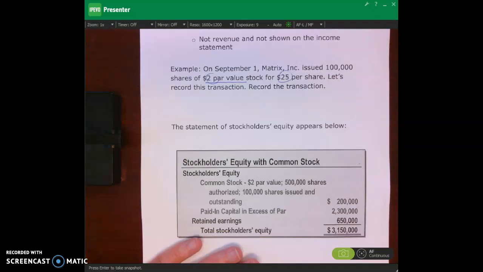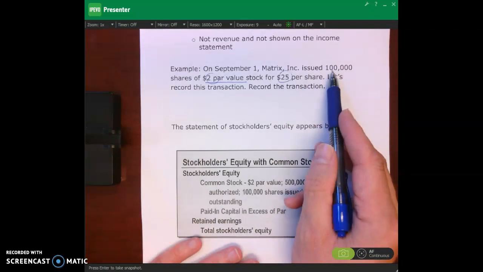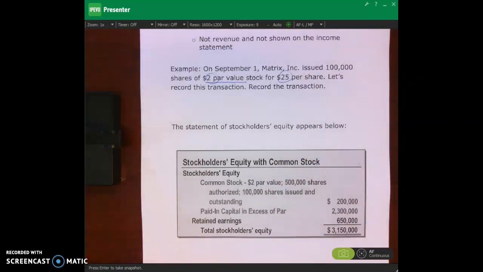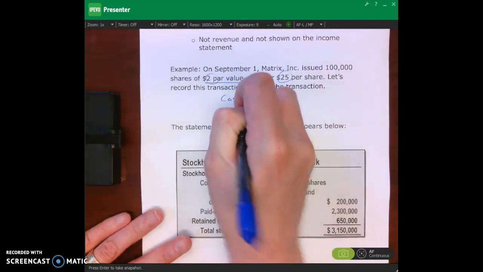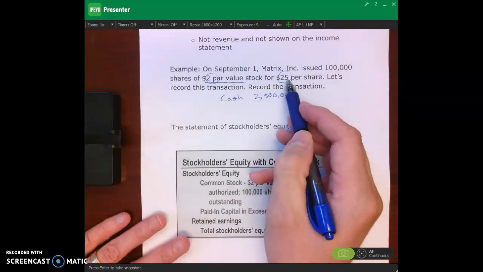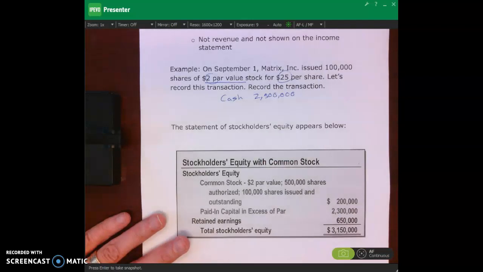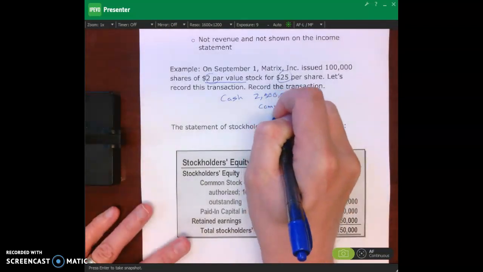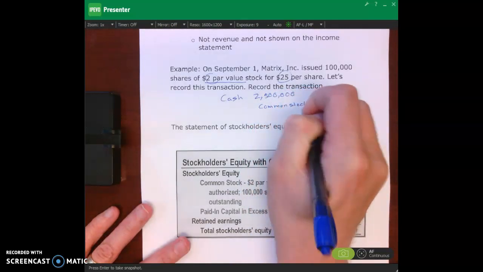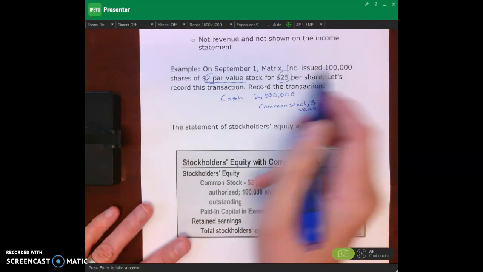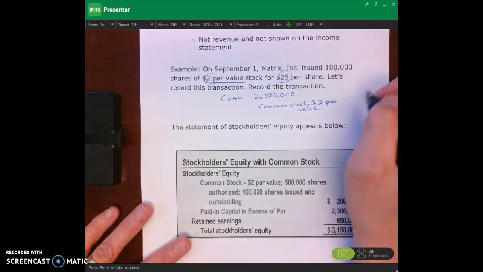So how much cash am I going to get? Well, I'm going to be equal to my 100,000 shares times my market value. That's how much cash I get. So that's the premium. So I'm going to debit cash for my $2,500,000, which is the market value, how much I sell it for, times the number of shares. $2,500,000. And then I'll come over here and I will credit common stock, $2 par value for the 100,000 times the 2, which is our 200,000.